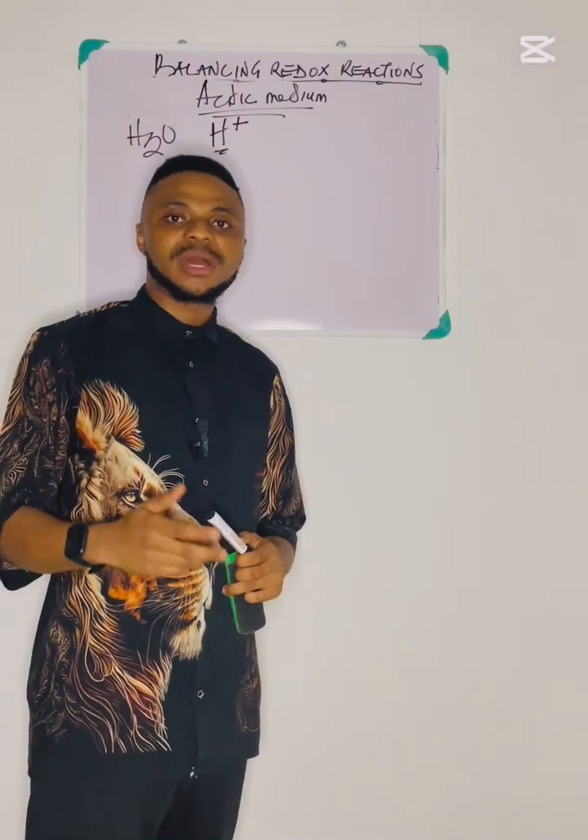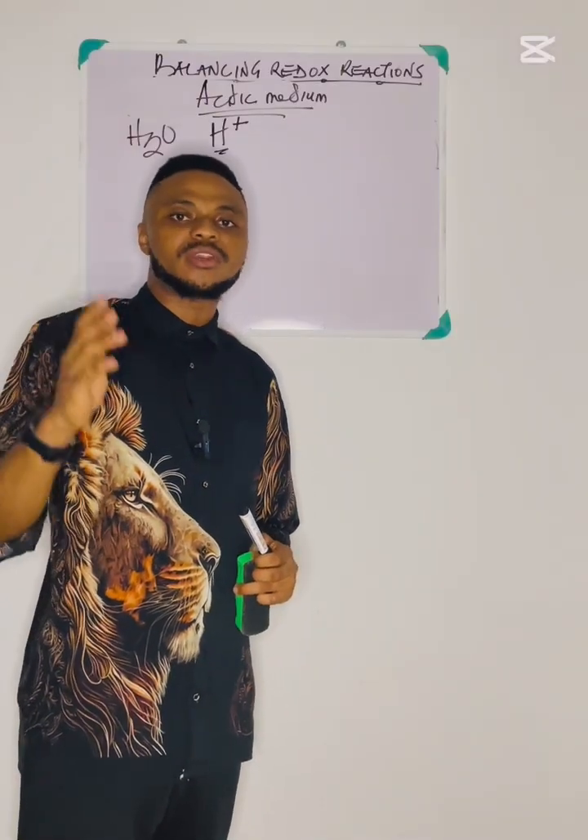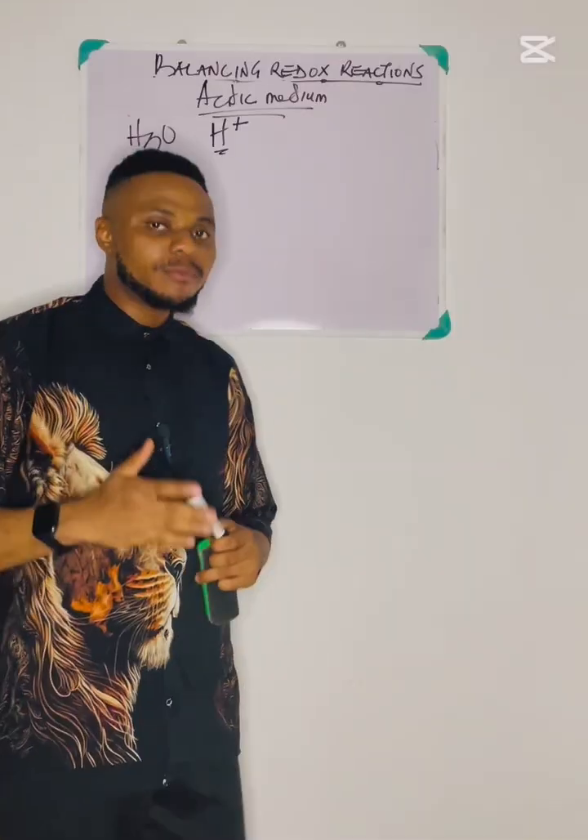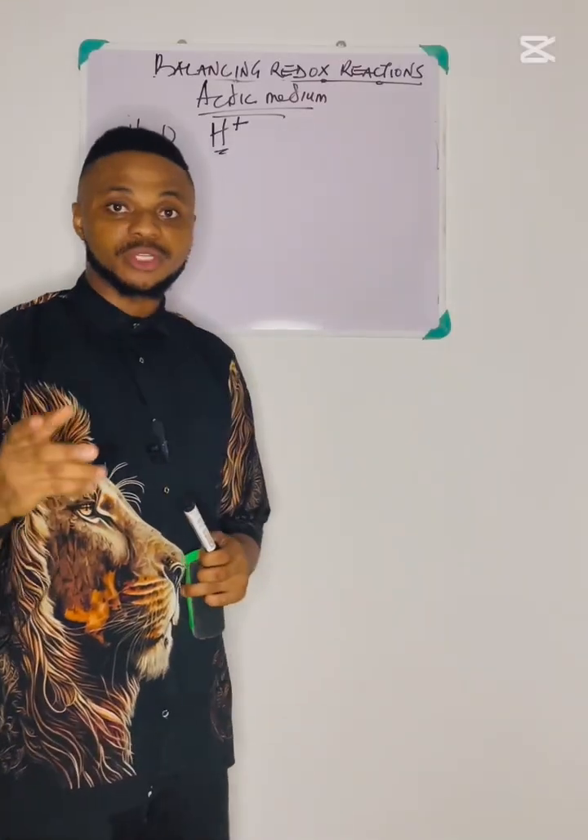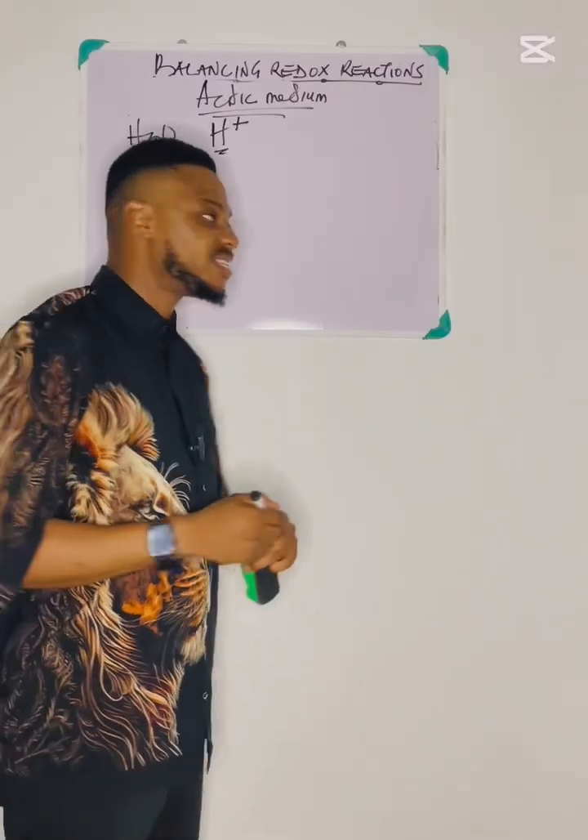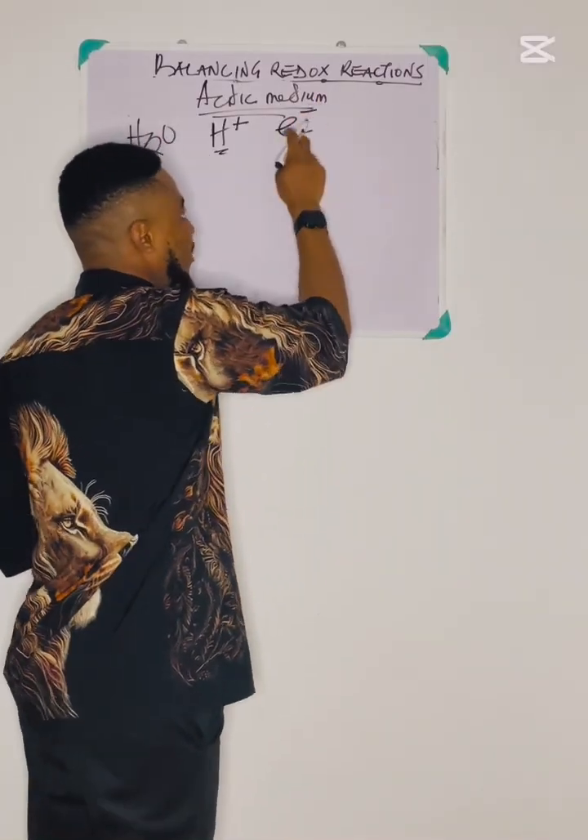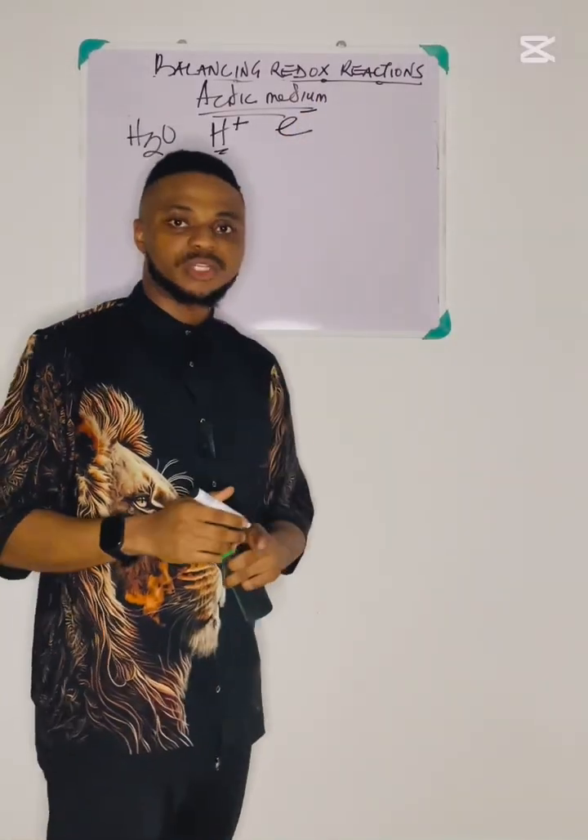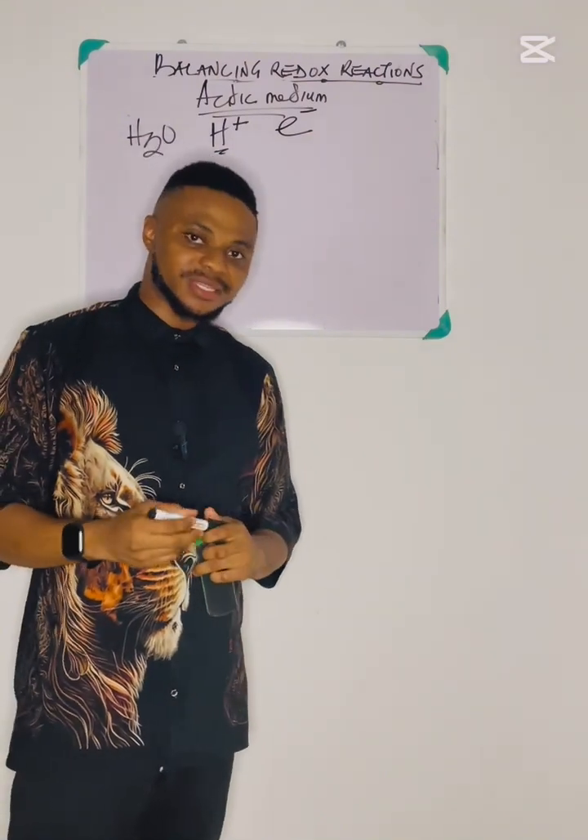Why are we doing this? We are doing this so we can have equal electrons, so we can be able to cancel out electrons. Now, the electrons that we are supposed to add when we are balancing the charges are represented in the form e-. This is how we represent electrons that we use in balancing charges.